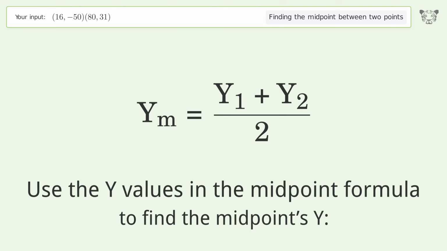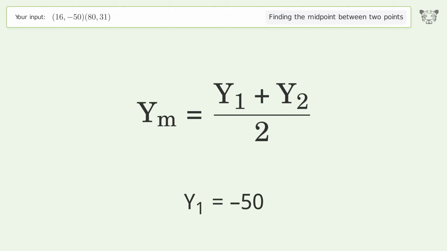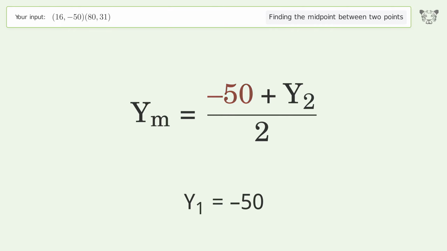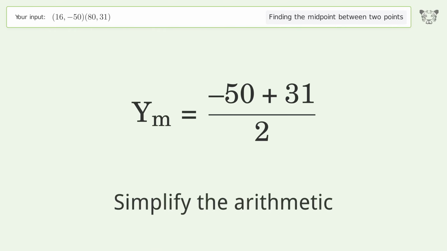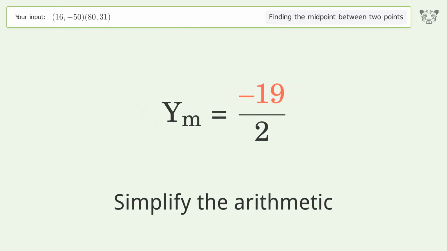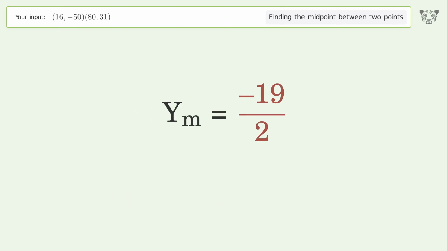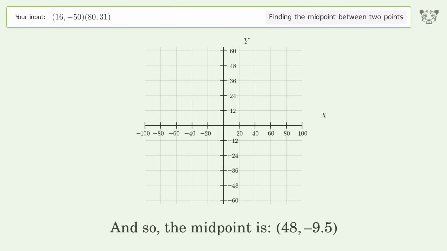Use the y values in the midpoint formula to find the midpoint's y. y1 equals negative 50. y2 equals 31. Simplify the arithmetic. And so, the midpoint is 48, negative 9.5.